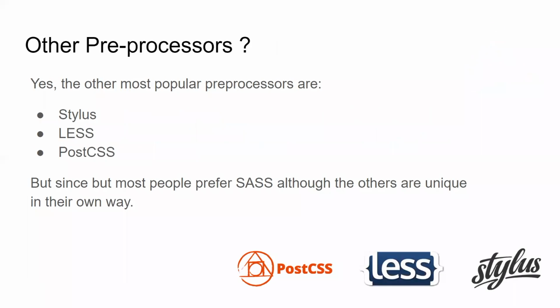So what are the other preprocessors that people use? As I had mentioned earlier, Stylus is one of them. Less. PostCSS is a hybrid. It is very unique in its own way, and it does not have many parallels with the others, but it's still a very popular option.